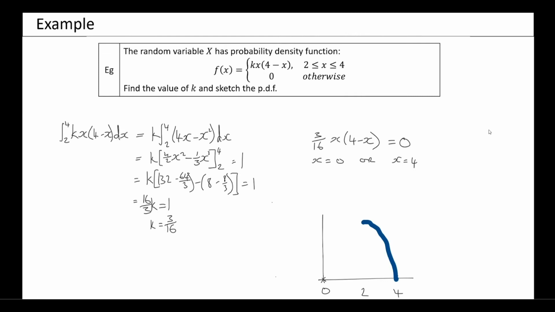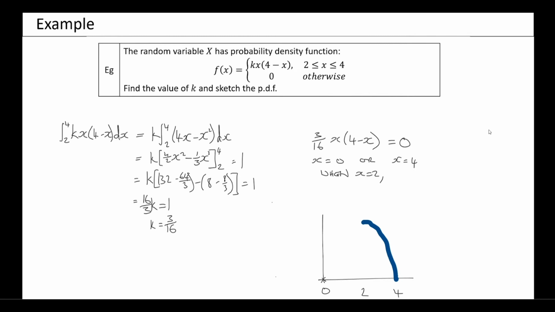So this is nearly a complete diagram. What's missing is that we do have some information about the value of this function when x equals 2. If we hadn't found k, we would want to give this in terms of k, but we have found the value for k, so we can actually give this as a numerical value.